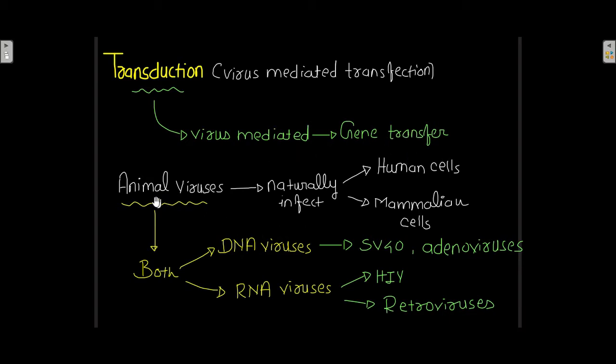Now there are certain animal viruses which naturally infect human cells and mammalian cells. These animal viruses include both DNA viruses as well as RNA viruses. DNA virus examples are SV40 or adenoviruses, and RNA virus examples are HIV or retrovirus. So with the help of these viruses we are going to introduce our gene into our target animal cell, and that is what transduction is all about.